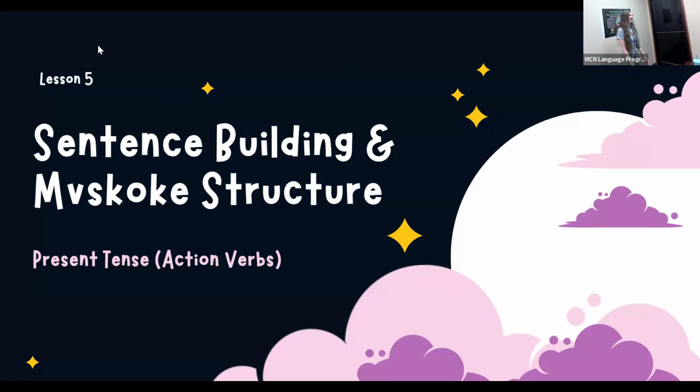Stongo, Volacka, Elijah. And today we're doing sentence building and Mvskoke structure, lesson 5, which is present tense. So we're finally in the realm of general statements, not just commands. Those were our first part of general statements, but now we're moving on to sentences you would really use every day. That's kind of what we're going for.